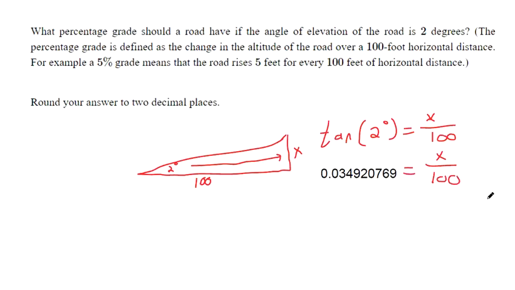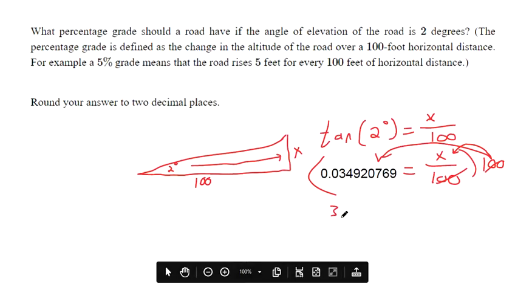And then in order to get x by itself, we got to multiply both sides of the equation by 100. Okay? So 100 times x over 100, those cross cancel. Then we got 100 times this. That makes 3.49208. So how many feet is it to 2 decimal places? It's 3.49 feet.